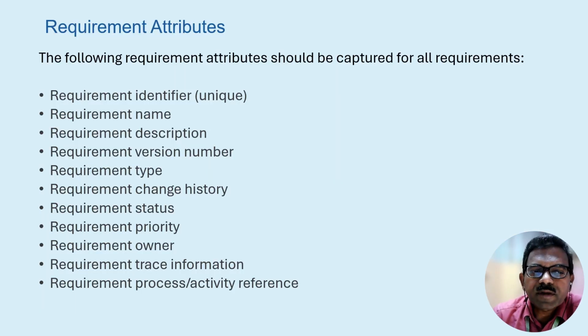Now, what are the attributes of requirements? The following attributes are the characteristics to capture when you are capturing requirements. Identify the name of the requirement. You can have a description and version number. Many times we will come to the version. The important thing is that in one go it does not happen that it is perfect, so we have to come out with improvisation, and that is what the version is. Then requirement type, change history, status, priority, owner, trace information. These are all the documentation part, and these are attributes we have to capture at the respective requirement analysis stage.